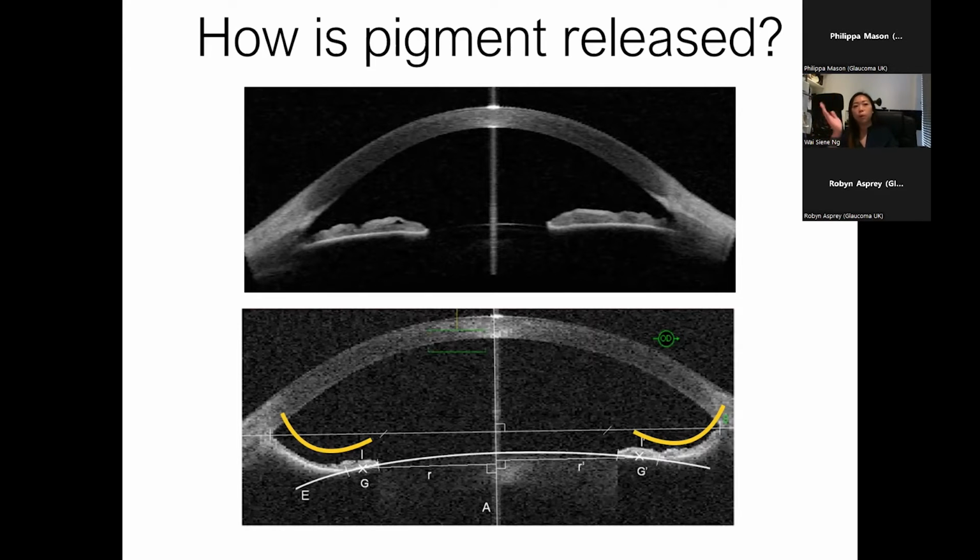This back bowing rubs and chafes against the structure behind the iris, which is the lens. So it just keeps chafing like that. This chafing causes release of pigment in excessive amounts, and it lands in several areas in the front bit of the eye.